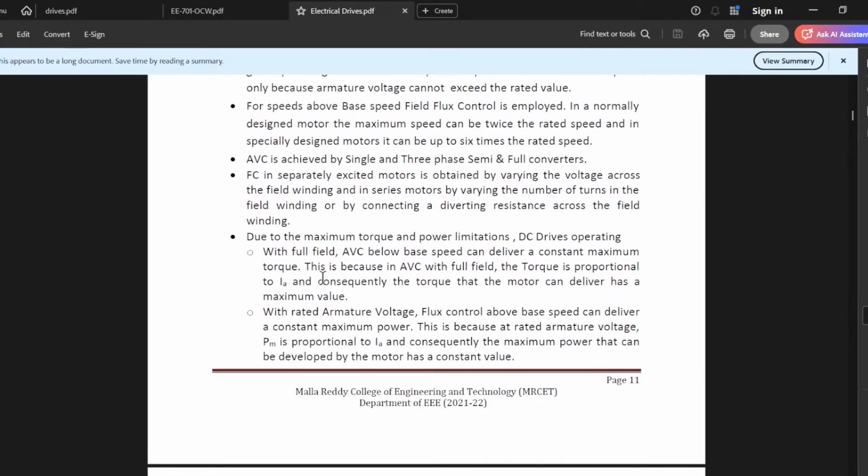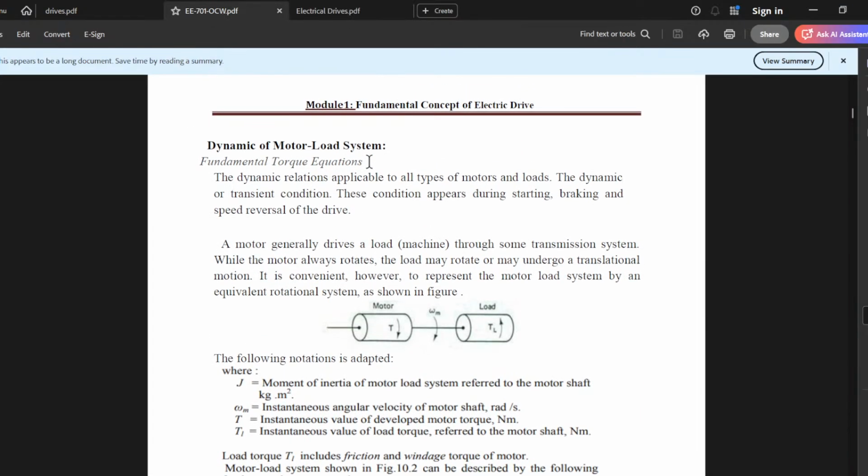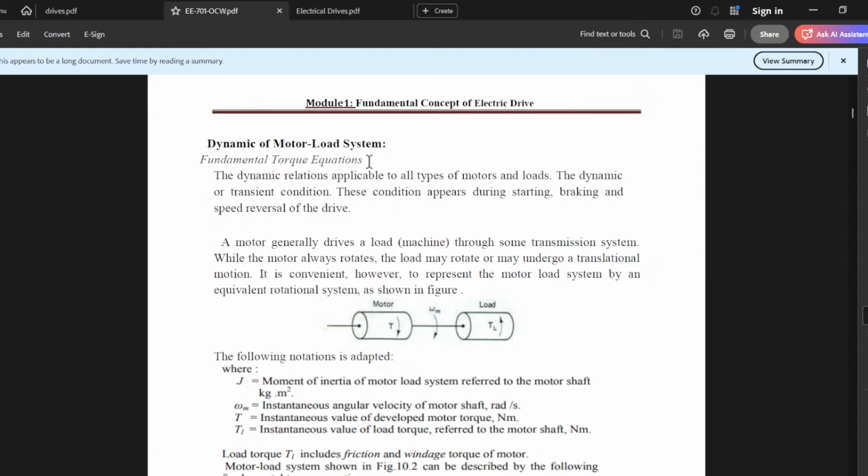Okay, so let's go to this. Let's study the dynamics of the motor load system. Fundamental torque equations. So let's start with fundamental torque equations. The dynamic relation is applicable to all types of motor and loads, in transient conditions. These conditions appear during starting, braking, and reversal.